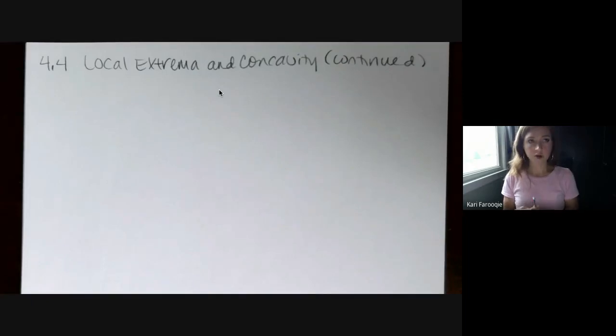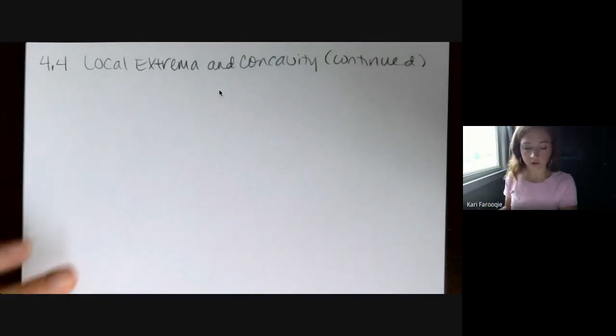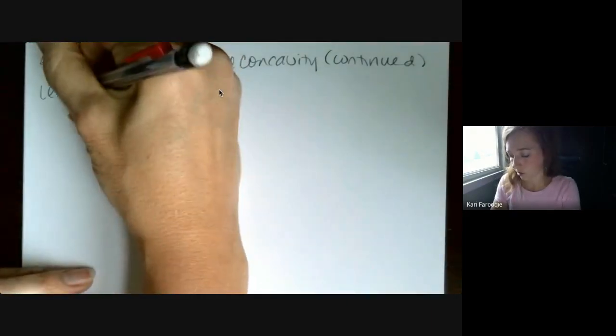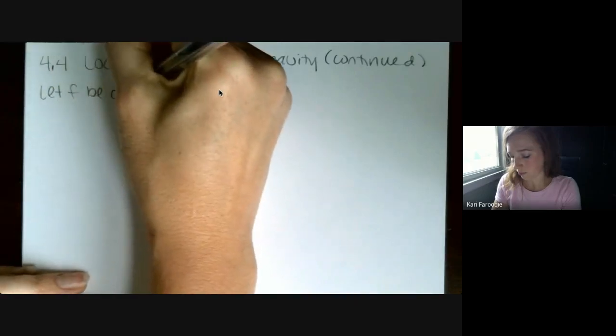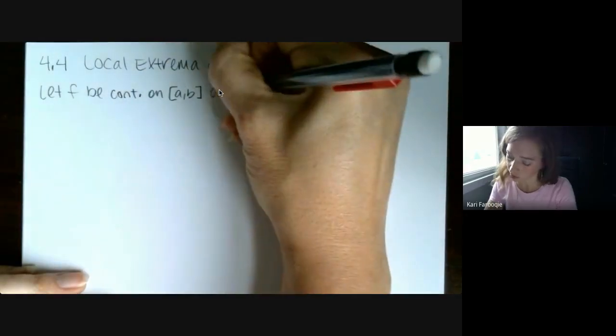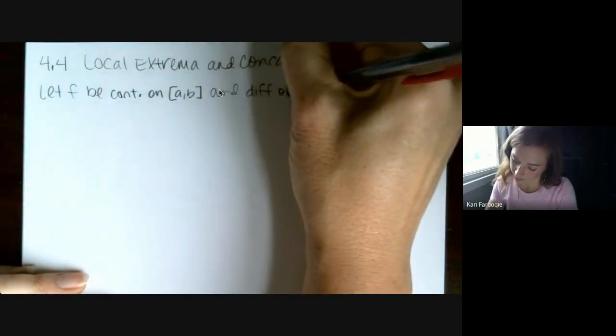So we talked about increasing and decreasing functions last week or over the weekend, whenever you did your asynchronous work. Now we're going to relate this to concavity. So I'm going to give you a definition for concave up and concave down, and we're going to use this same process with the second derivative that we did previously with the first derivative. So we're going to let f be a continuous function on the closed interval from a to b, and differentiable on the open interval from a to b.